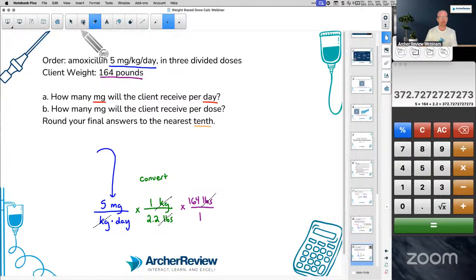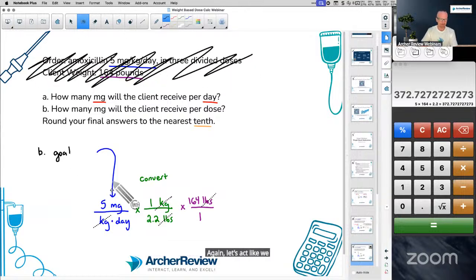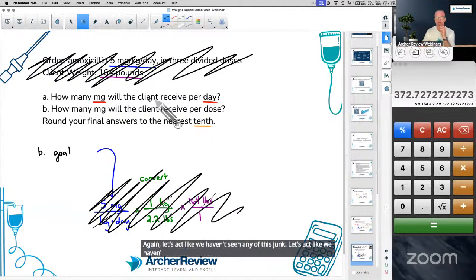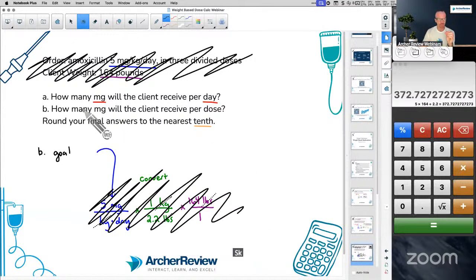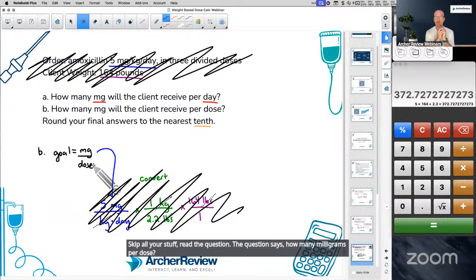So we're working on question B now. And what is our goal for question B? Again, let's act like we haven't seen any of this. Skip all your stuff. Read the question. The question says, how many milligrams per dose? Milligrams per dose.